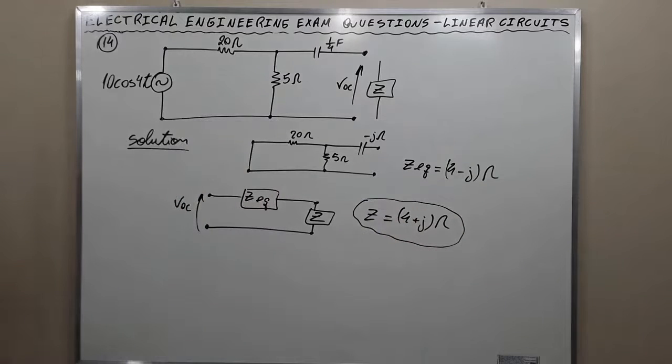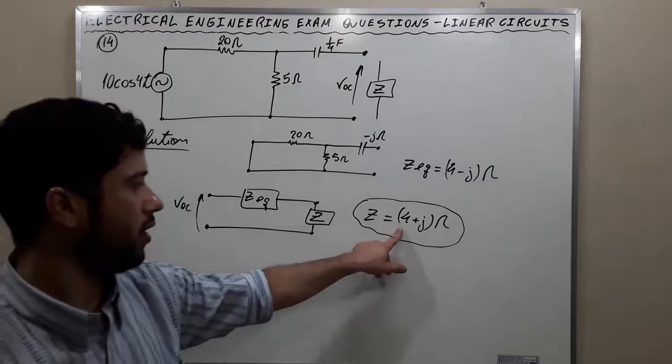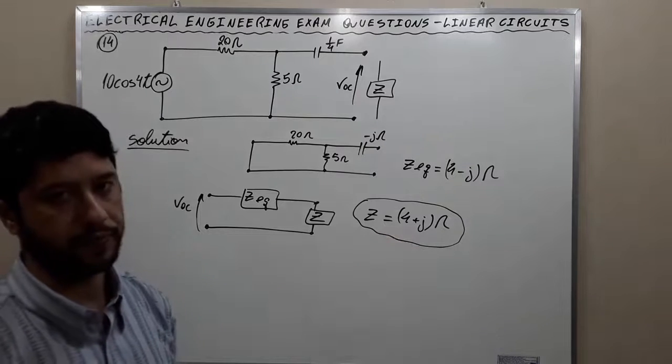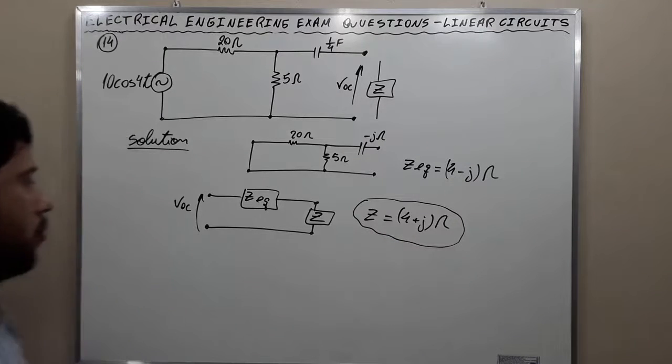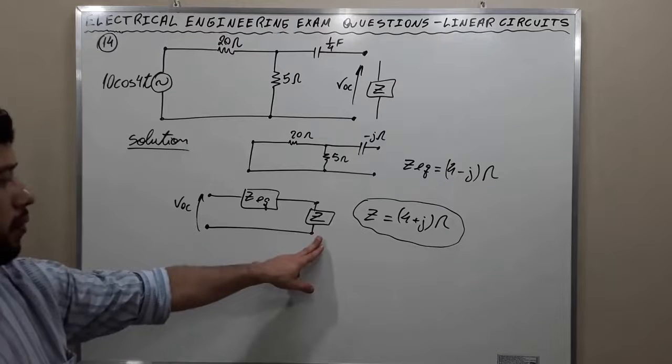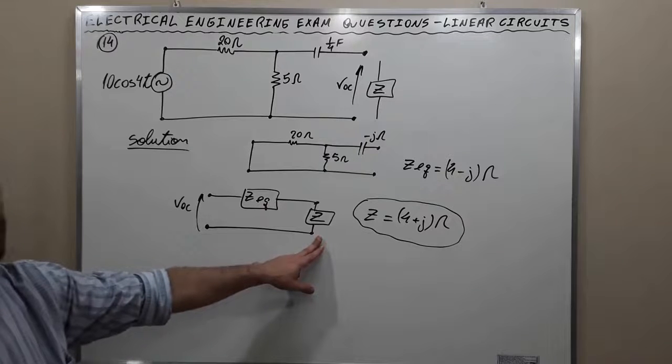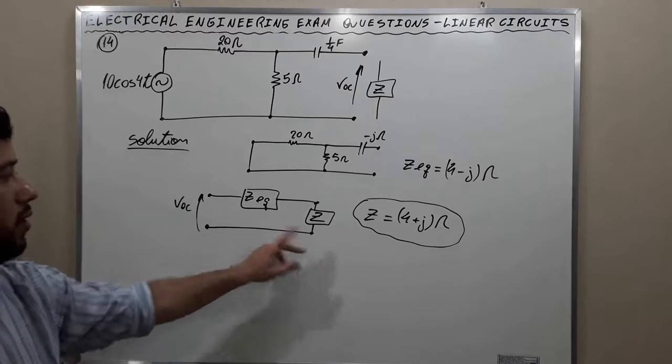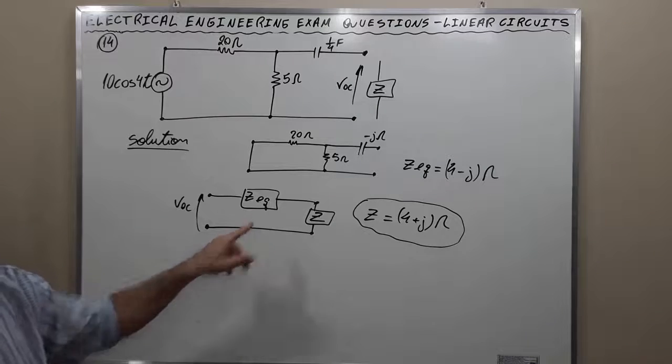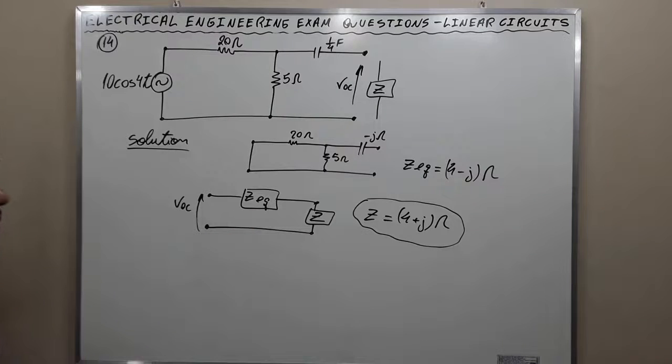of this question, and why is Z 4 plus J? Because for maximum power transfer, the impedance of the load has to be the complex conjugate of the impedance of the circuit. Okay, my friends? This is all for question 14.